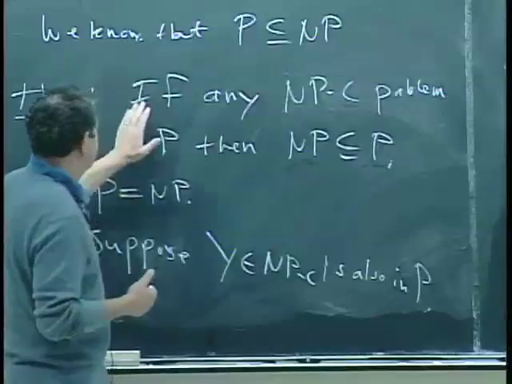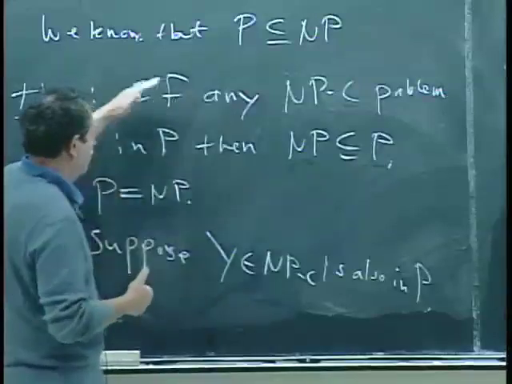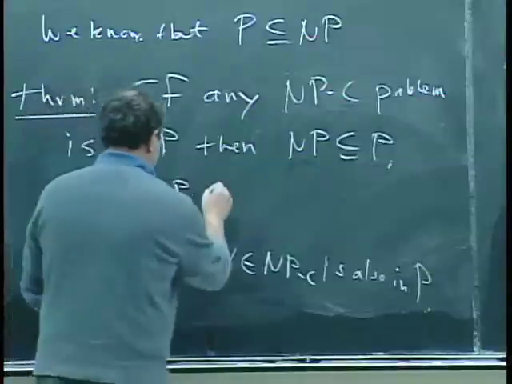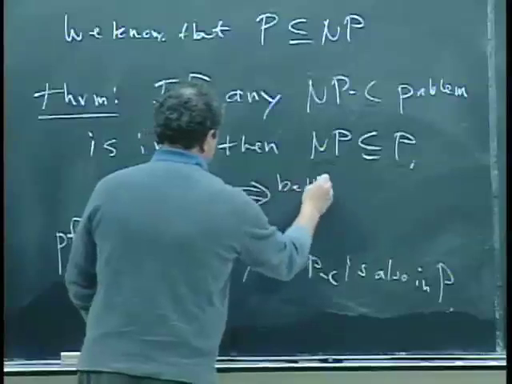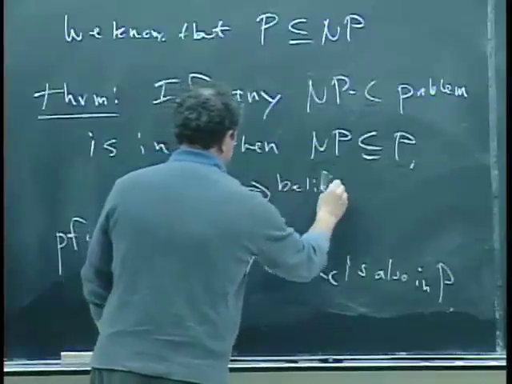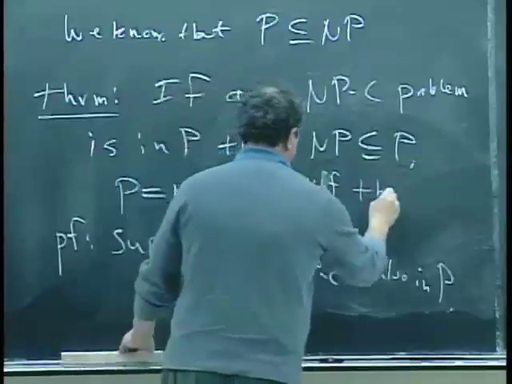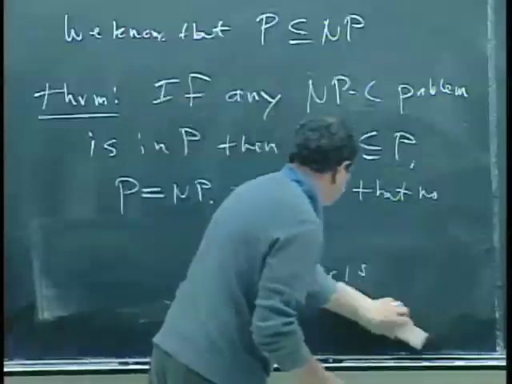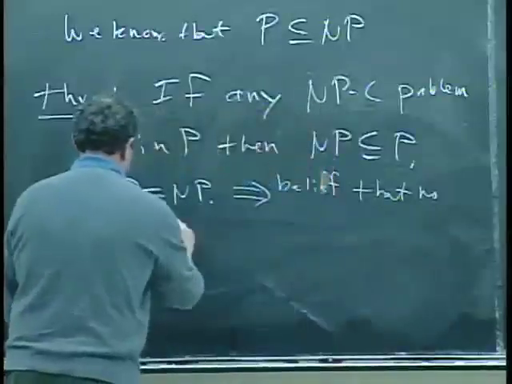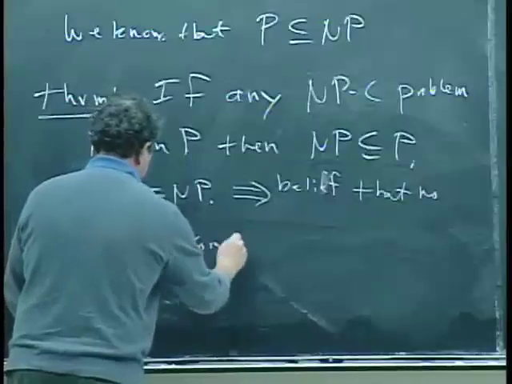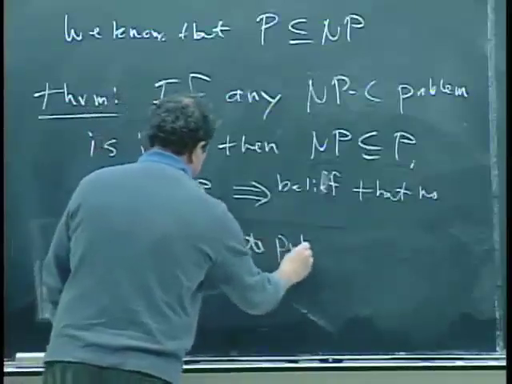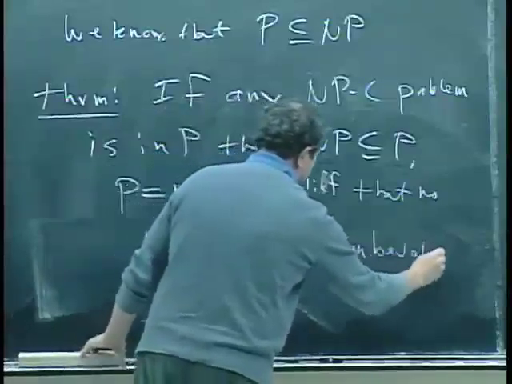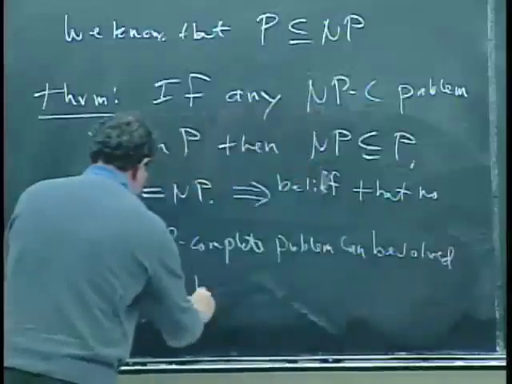Right? So this says, this theorem, and this is a theorem, leads to the belief that no NP-complete problem can be solved in polynomial time.